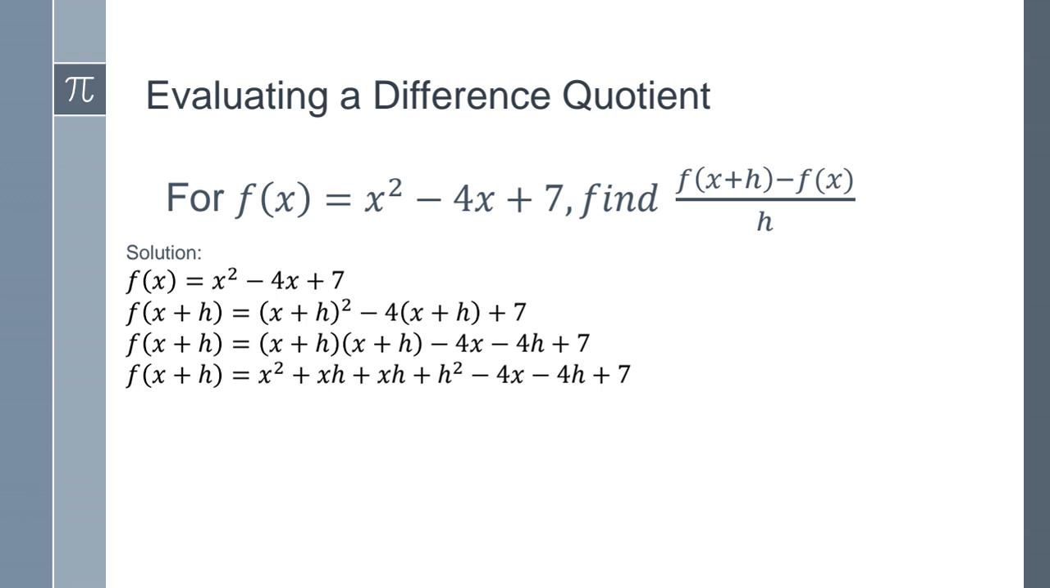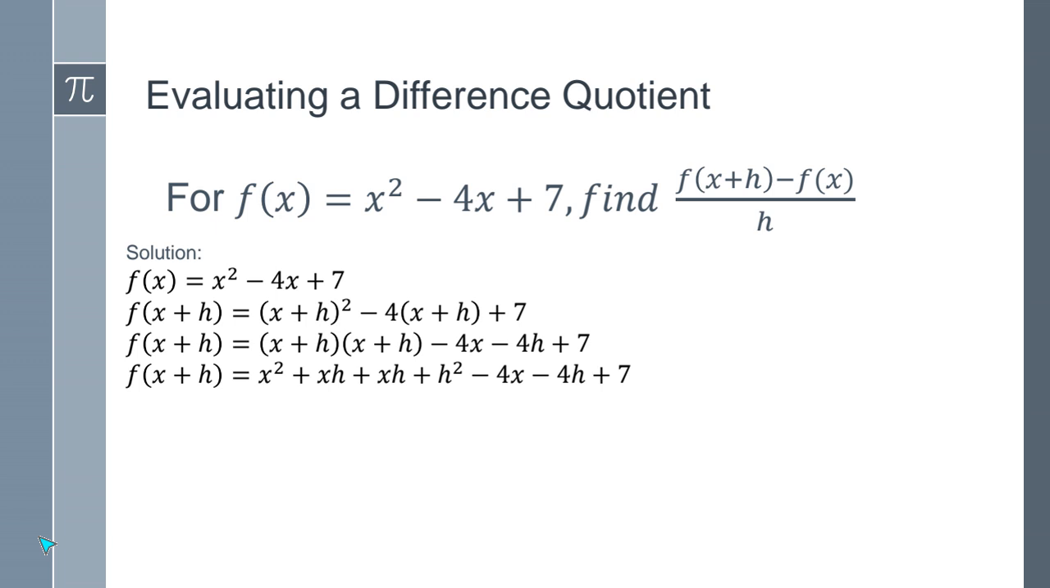So when I do this, x times x gives me the x squared, x times h is the xh, and then the second term, h times x is another xh, and h times h gives me the h squared. And then I have the stuff that I had before, the minus 4x, minus 4h, and the plus 7.